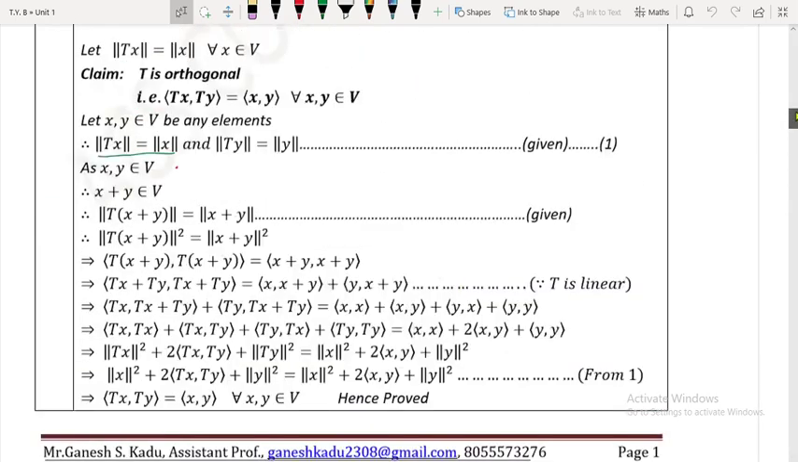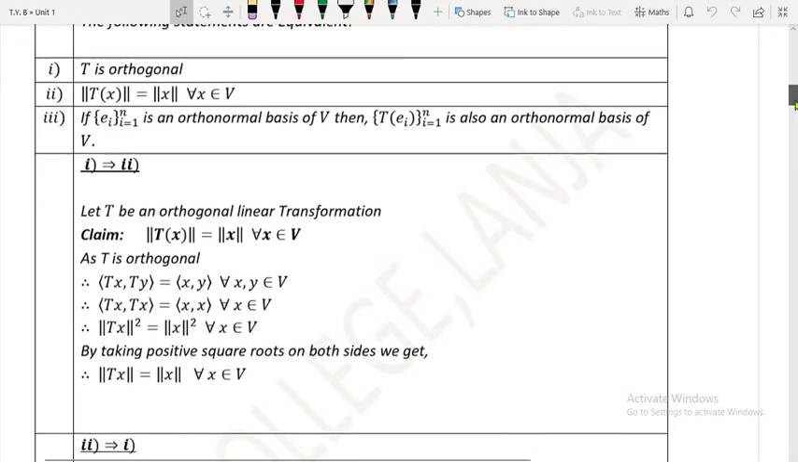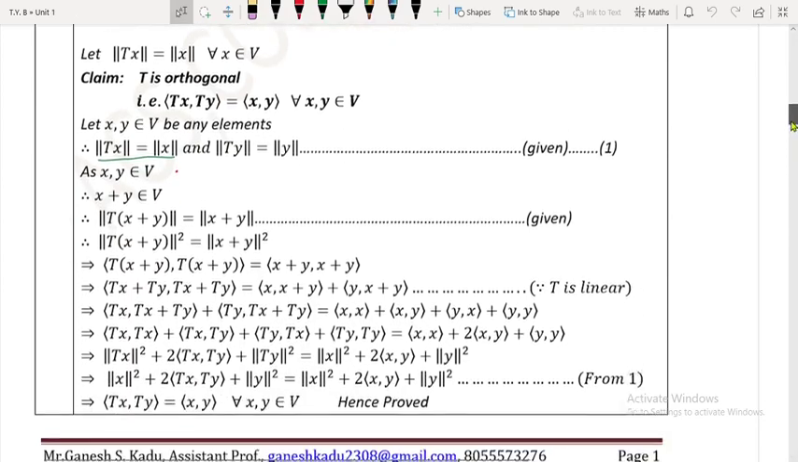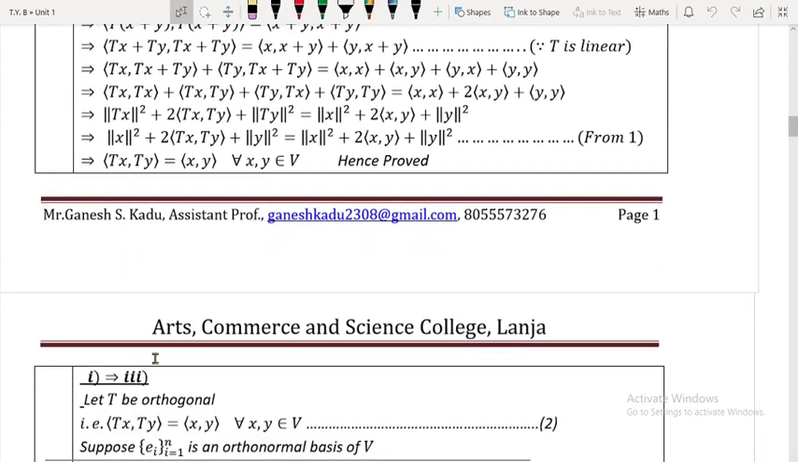Why? Because in the question, what has been said? If this is an orthonormal basis, then what do we have to prove? That T of e_i is an orthonormal basis of V, right? Since we are proving now 1 implies 3, we have assumed that T is orthogonal. So yes, okay, so I have assumed that e_i, i varying from 1 to n, is an orthonormal basis of V.